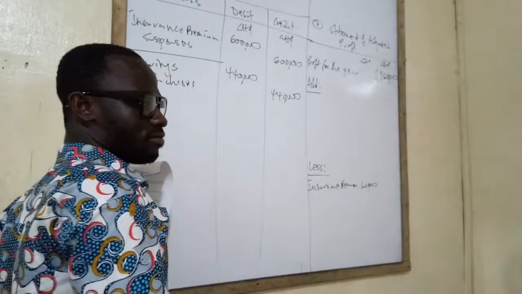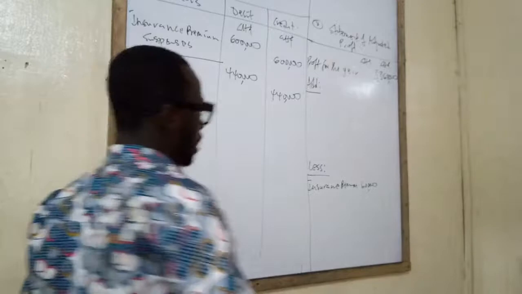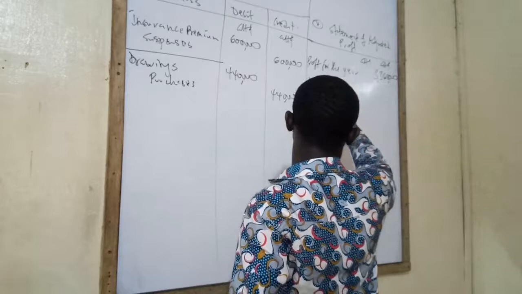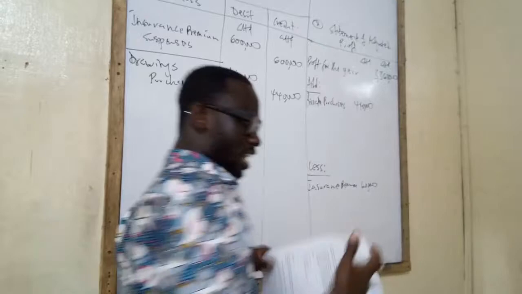It reduces your profit. So what do you do? You have to add it back. So private purchases, 440,000. Are you getting how the thing is done?